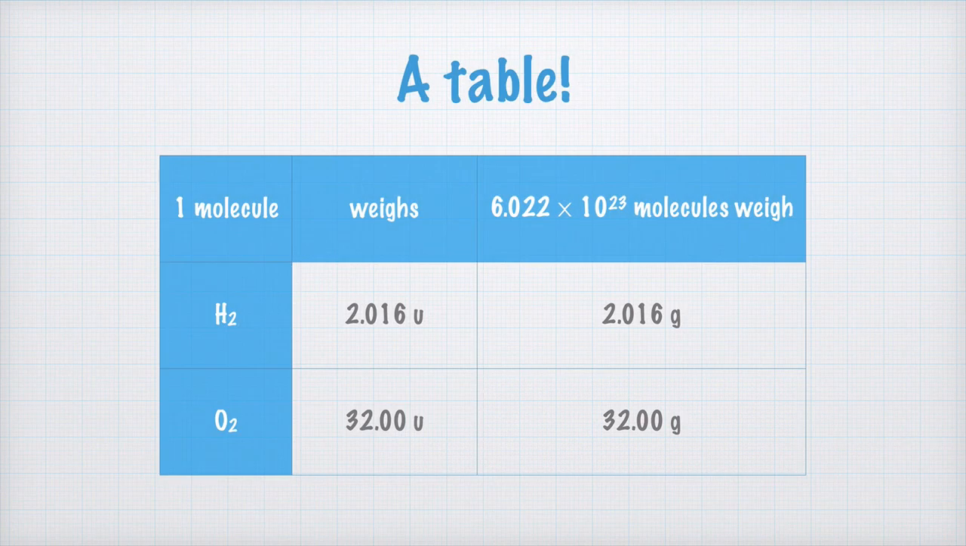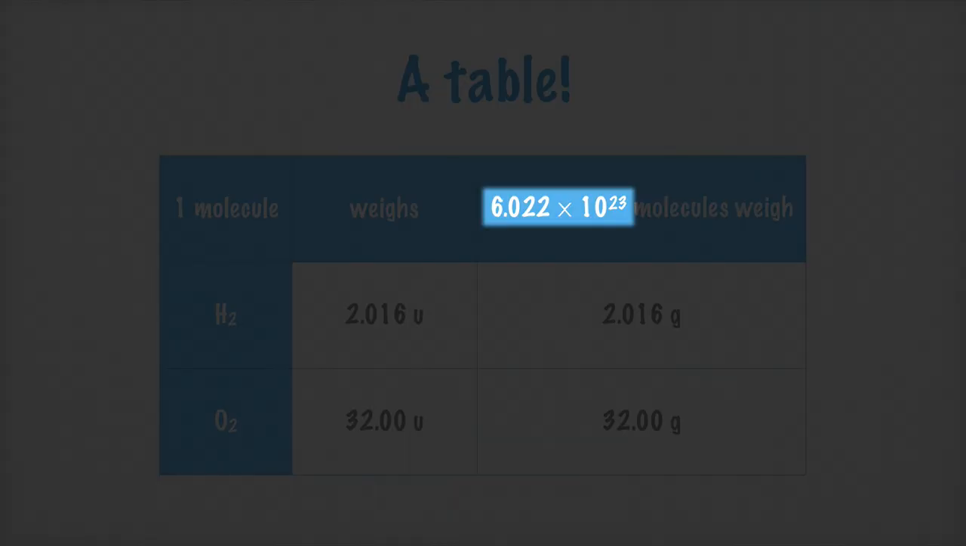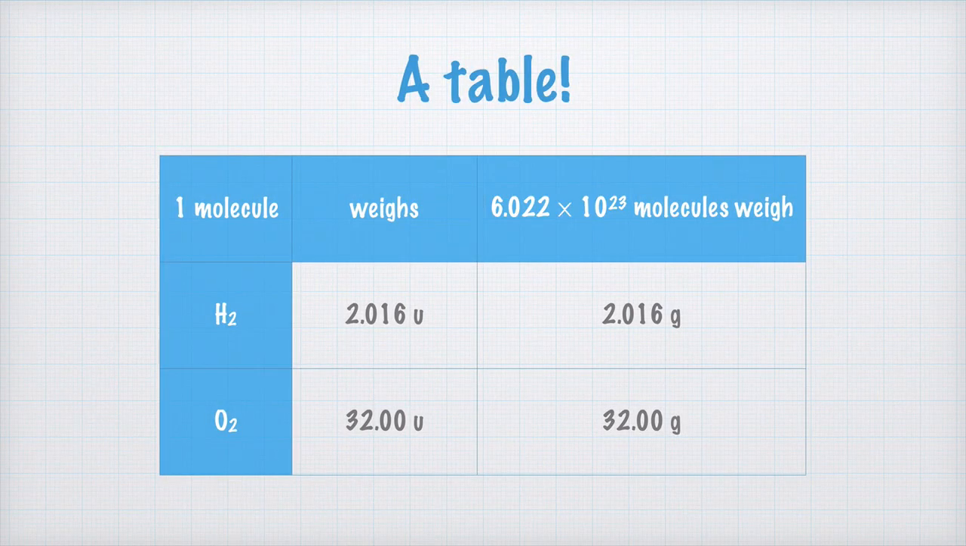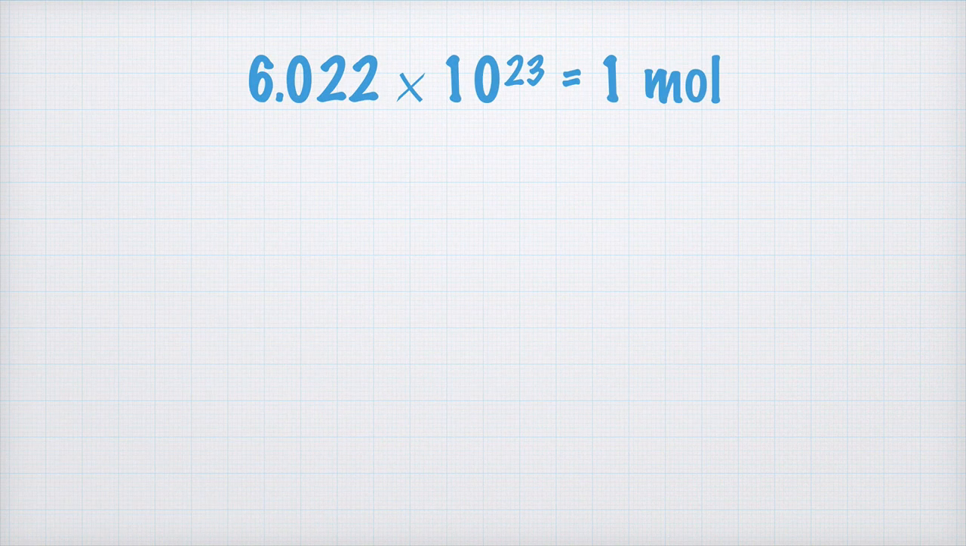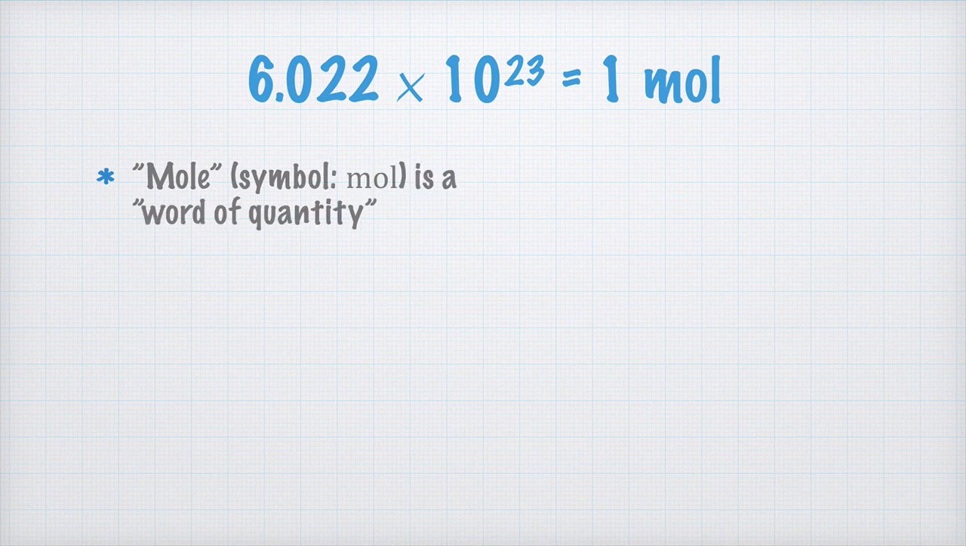Now, can you see that this number, 6.022 times 10 to the 23, it's a real beauty. That number is so special, it's got its own term. 6.022 times 10 to the 23 is called a mole. Mole, that's like a word of quantity. There are lots of other words of quantities in English.